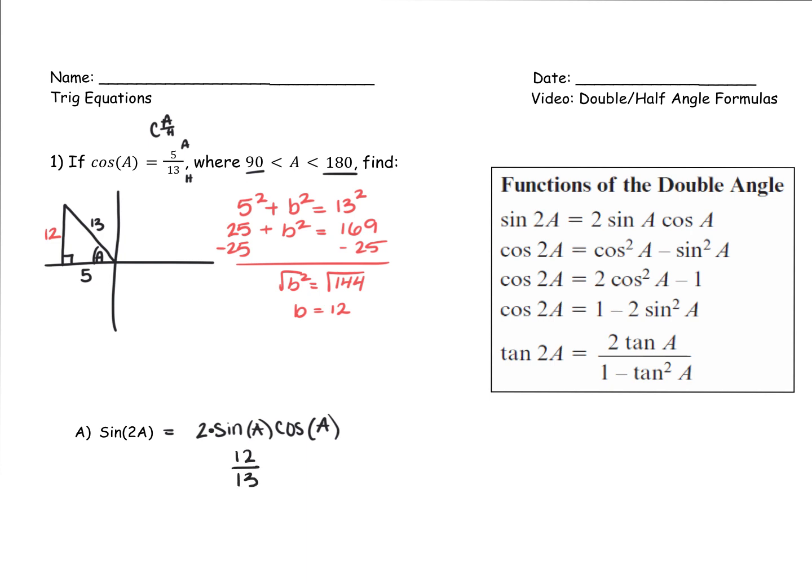And since this is attached by multiplication, we're going to multiply this by 2. It would be in your best interest to put the 2 over 1 so that you know you're multiplying tops with tops, bottoms with bottoms. And now cosine of A, the next part, cosine we already have, is 5 over 13.